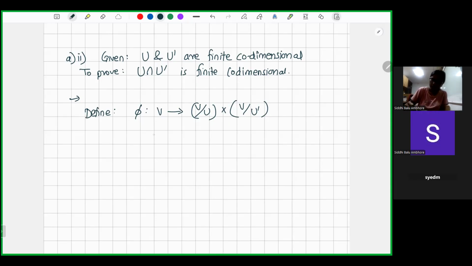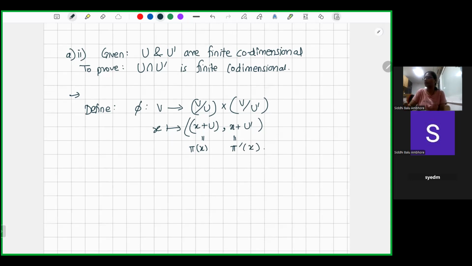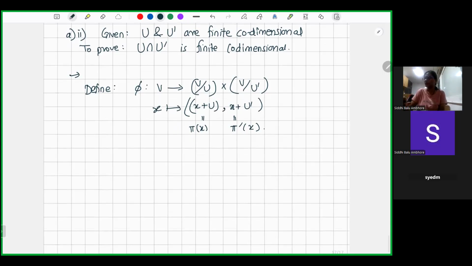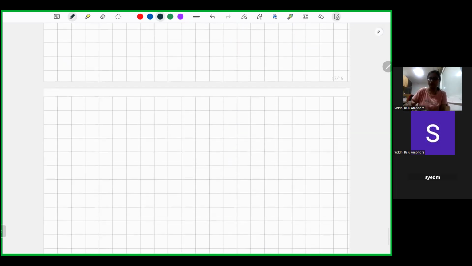Okay, such that any x here goes to x plus U, comma, x plus U dash. This is often called pi of x, and this is pi dash of x. Just the notation, because instead of writing cosets every time, we will write this. Where this pi is from V to V quotient U, and this pi dash is from V to V quotient U dash. Okay, and so we have to find the kernel of this map.